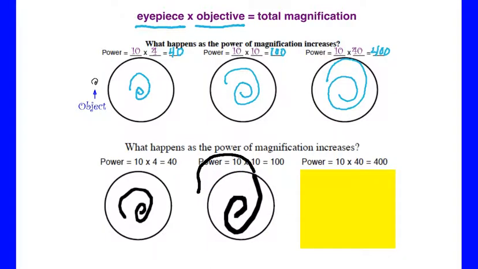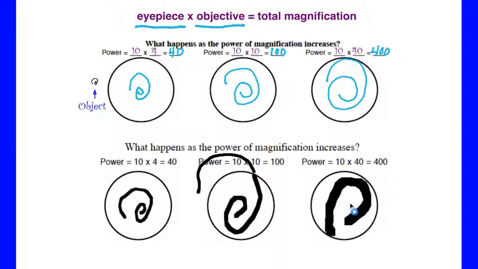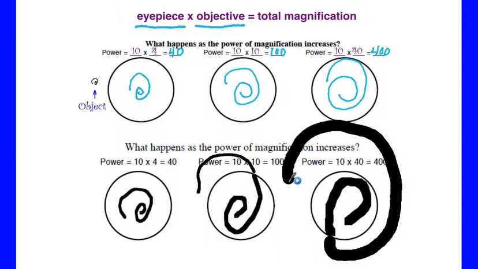And then when we go to our high power objective, it's going to look something like that. Again, because we are just so close to our object, a big portion of it has been cut off from our field of view. So we won't completely see the whole object when we get to that high power.